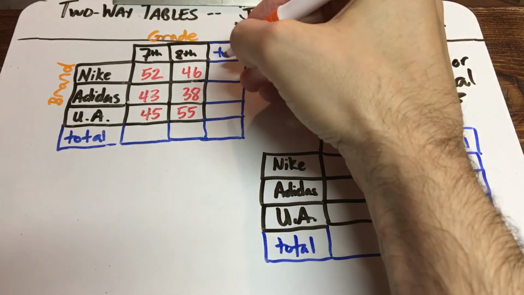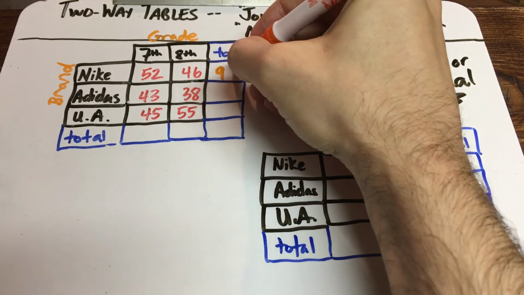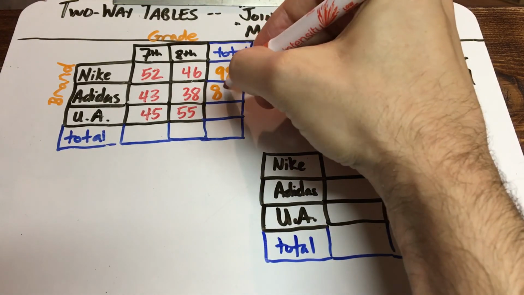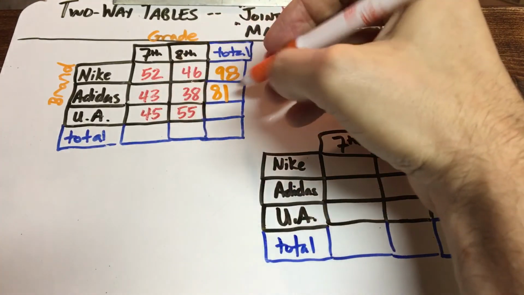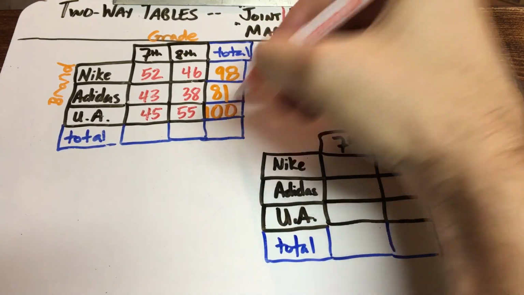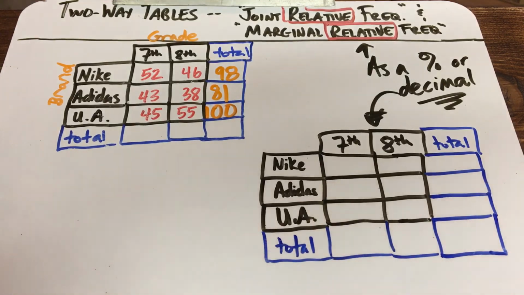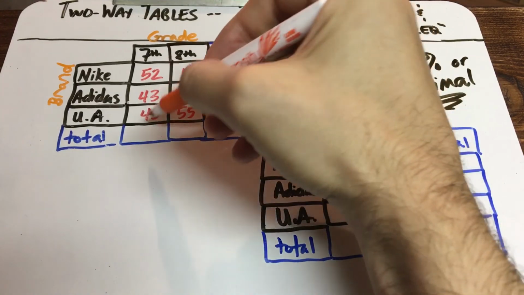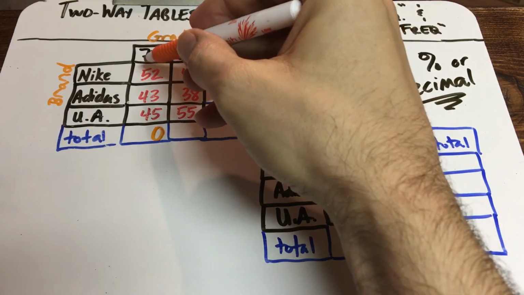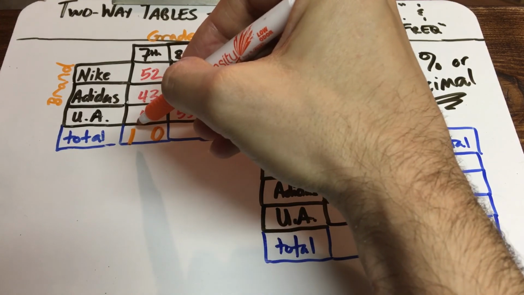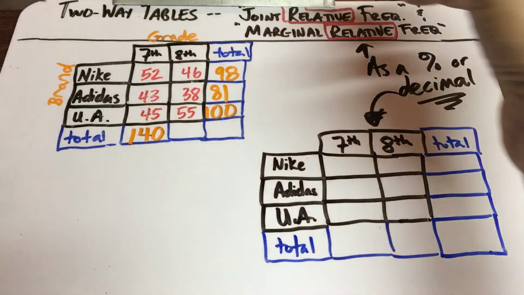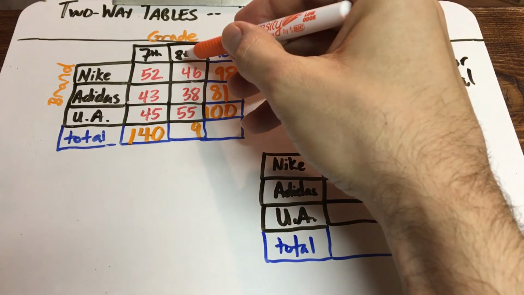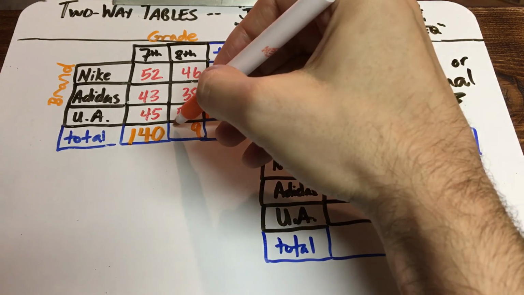52 plus 46, it looks like 98 students voted for Nike total. It looks like we have 81 students who voted for Adidas. 45 plus 55, it looks like 100 students voted for Under Armour. Now if I add these three together, oh boy, you're going to put me to the challenge here. That's 0, because that's a 10. Carry the 1. I think that's 140. And then add these three up right here. That would be 9, 5, boy, is that 139?